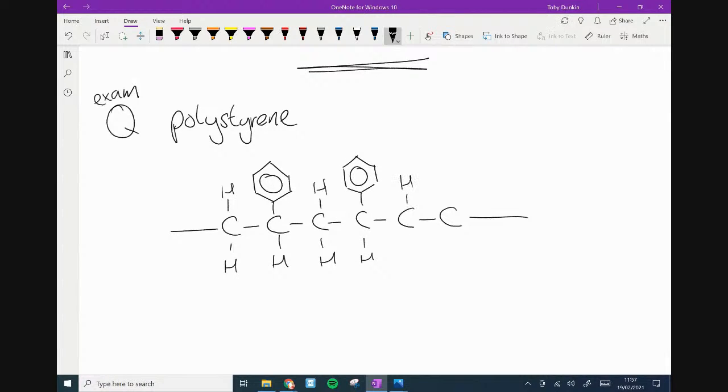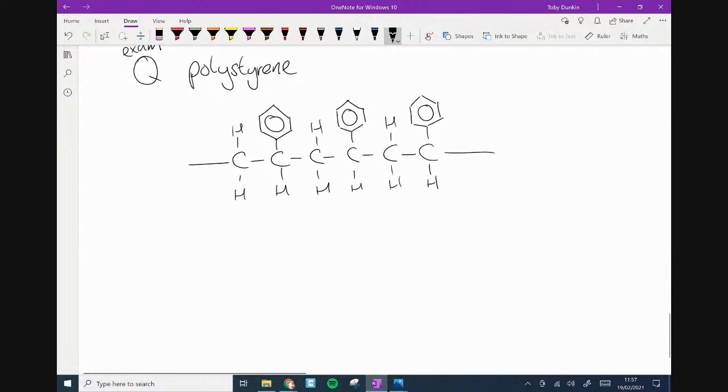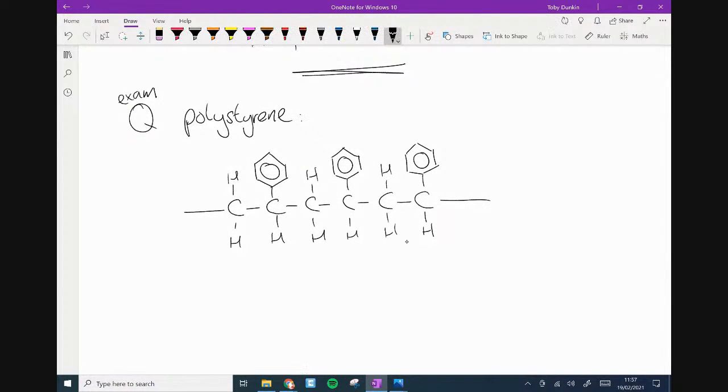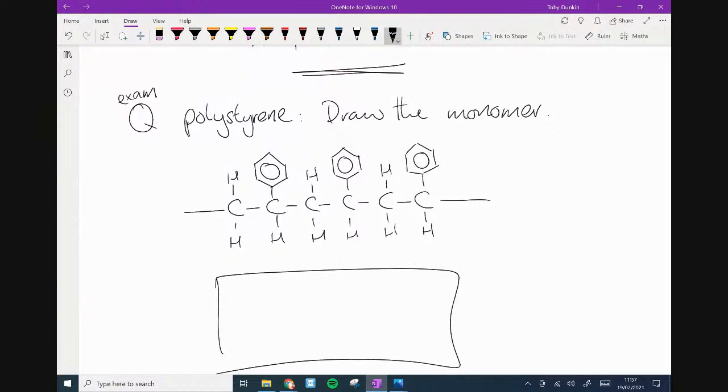Here is polystyrene. You see it all the time, all the packaging. Terrible for the environment. Amazing. There you go. Draw me the monomer. Polystyrene. Draw the monomer. And I'll give you a little box to put it in. There you go. Draw me my monomer.